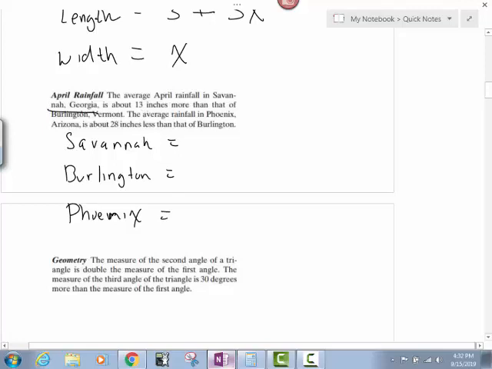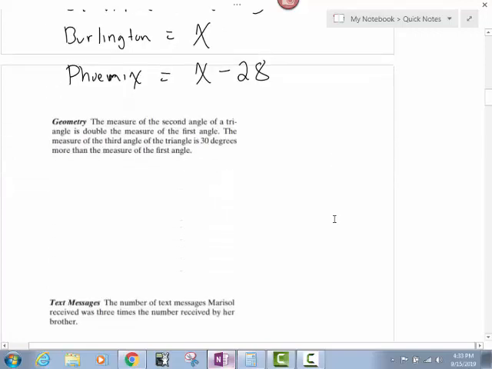The first thing I know is they're comparing Savannah. It says Savannah has more than Burlington, and Phoenix has less than Burlington. So the one that I don't know anything about is Burlington. Since Savannah has 13 inches more than Burlington, it's going to be X plus 13. Since Phoenix has 28 inches less than Burlington, it's going to be X minus 28. Notice I have 3 cities, and I see the letter X 3 times.